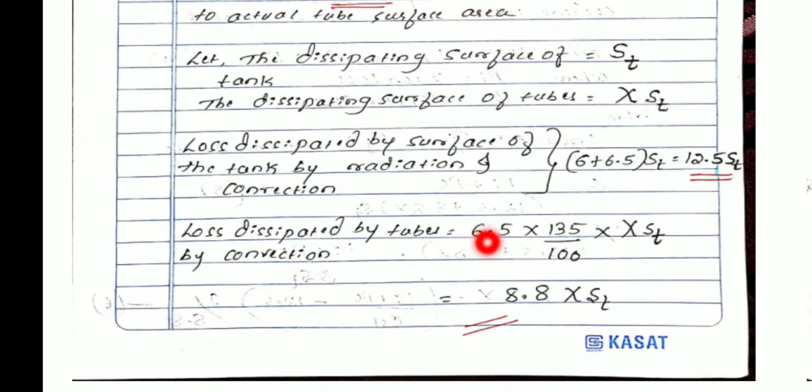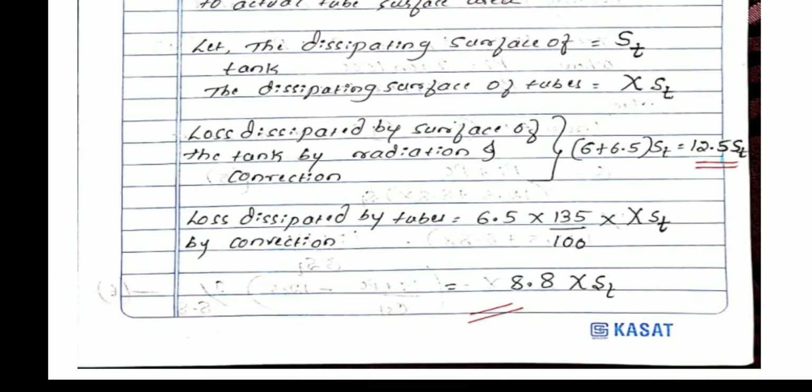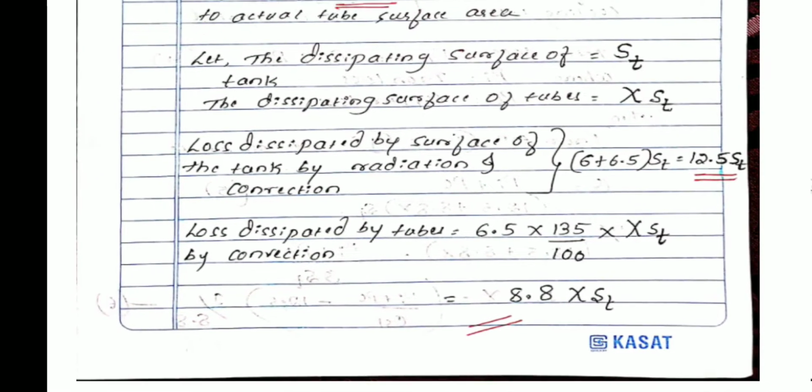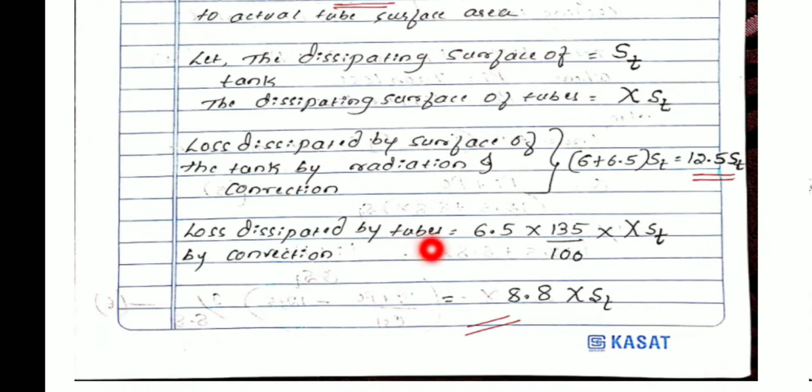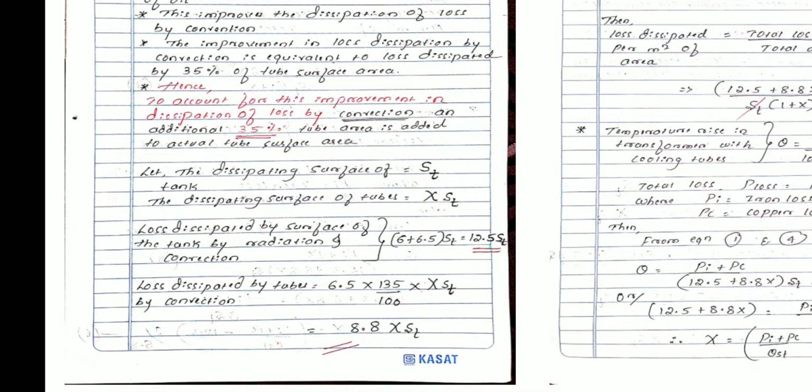Convection process 6.5. In order to improve it more, 35% additional tube surface area is going to be added. That is the reason I took 135 divided by 100. Here XST is nothing but the dissipating surface of the tube, because I am considering tube only. So after solving this, you will get 8.8 XST. I hope all of you are clear with these things.